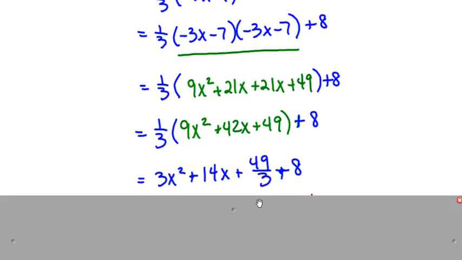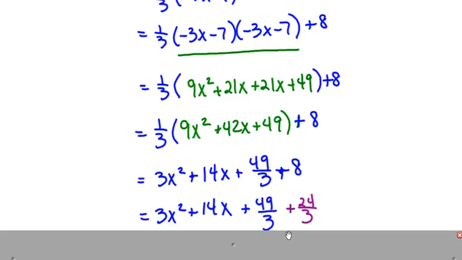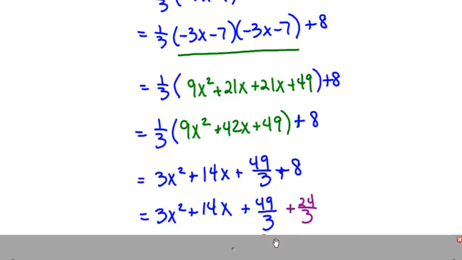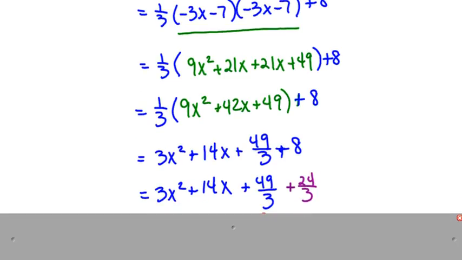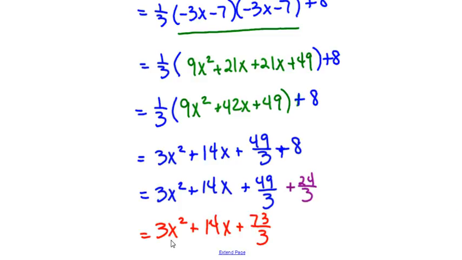Almost in standard form, except we have to combine our constants. So this is in thirds, we can put this into thirds. Remember, you're multiplying 3 over 3 by 8 over 1, so we're going to get 24/3. By adding those two terms together, we'll have the standard form for our function. So we would have 3x squared plus 14x plus 73/3.